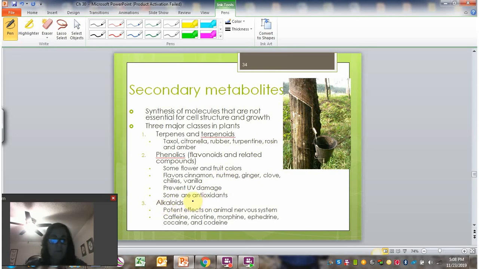These ones are generally produced by plants as a toxin to prevent consumption. So they have potent effects on animal nervous system. They include things like caffeine, nicotine, morphine, ephedrine, cocaine, and codeine. So you'll recognize some of these names, I think, as some major drugs that we have taken advantage of for good or ill. And so the intended purpose from the plant's perspective is to deter consumption, so to make the thing that eat it feel bad, and so that it doesn't come and eat it again. And so that works to some degree in nature, humans being a weird exception.